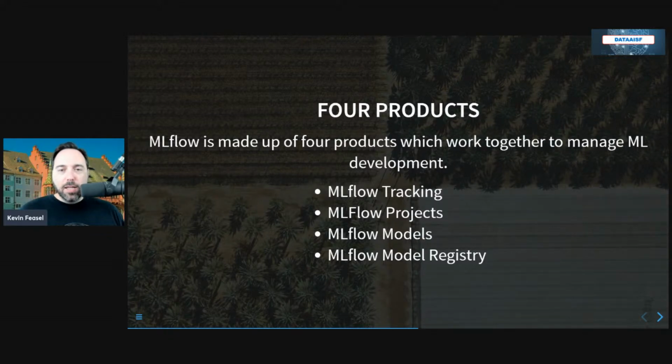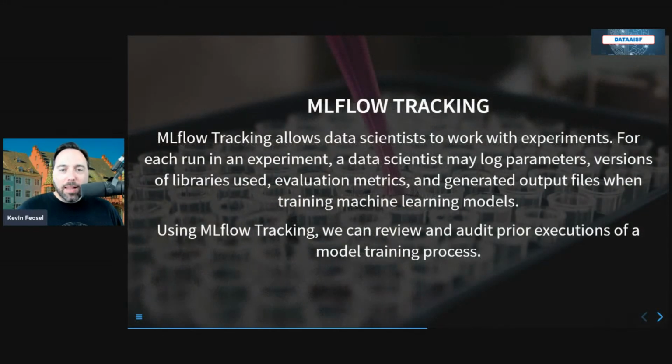The first one is the tracking product. This is what allows a data scientist to work with experiments. For every run in an experiment, we can log some parameters. We can track what versions of libraries we're using. We can track the evaluation metrics, even take generated output files. I can create images and store them. I could create PDFs and store them. And I get all these things when I'm training my machine learning model. With MLflow tracking, I can review and audit those prior executions, review the artifacts that we generate, and see what the results look like.